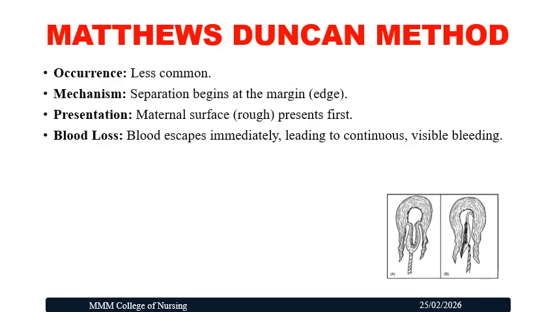Next is Matthews Duncan method. It is a less common method and here the separation usually takes place at the margin level. The maternal surface, that is the rough, red, shaggy appearance, will be present. Here there is a space for the blood to escape immediately, so there will not be any retroplacental hematoma. Here the bleeding will be visible and also continuous.